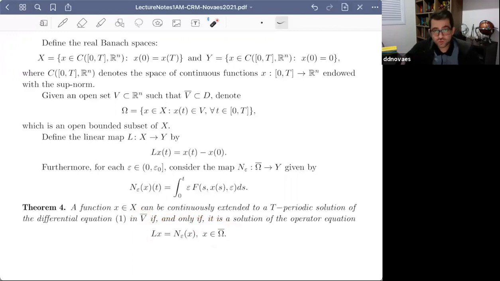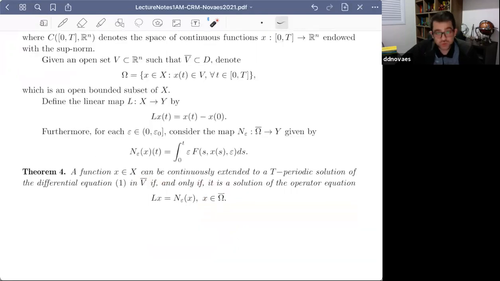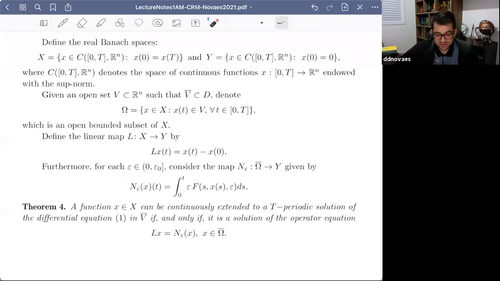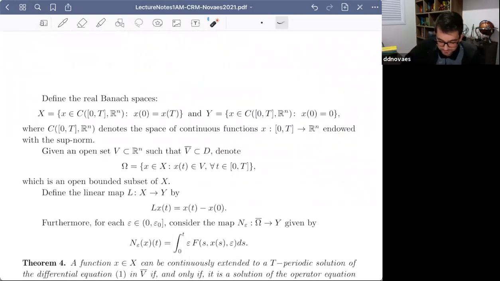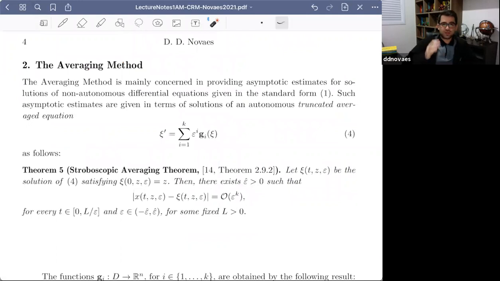Then we can use tools from functional analysis, for instance, in order to study this operator equation and try to find solutions of it. It's going to appear in the next class, but it's nice to have these two distinct approaches for investigating periodic solutions in mind. Okay, so now let's start talking about the averaging method.